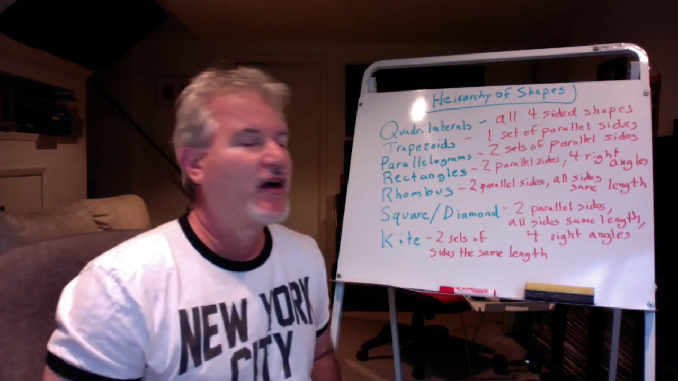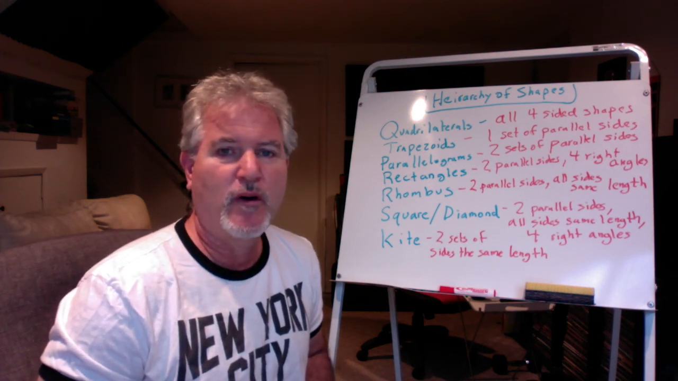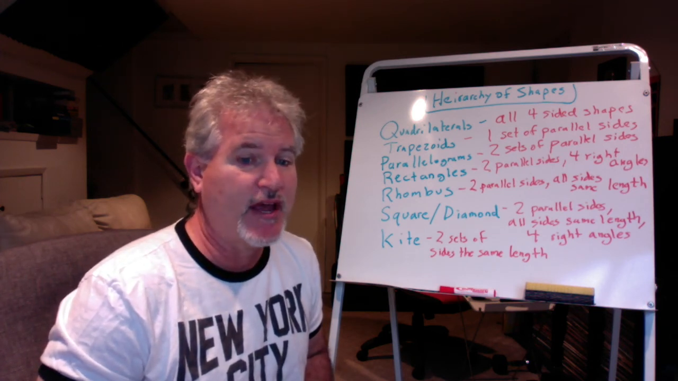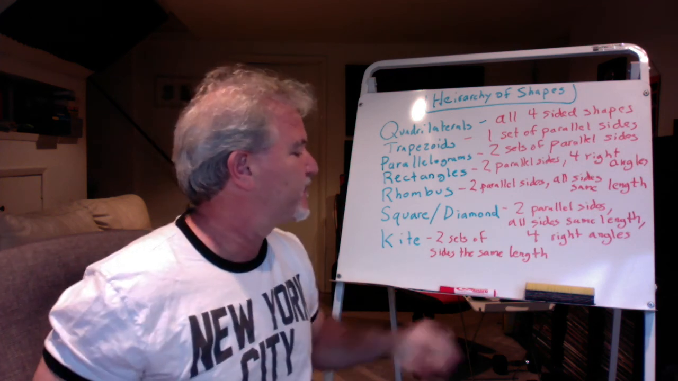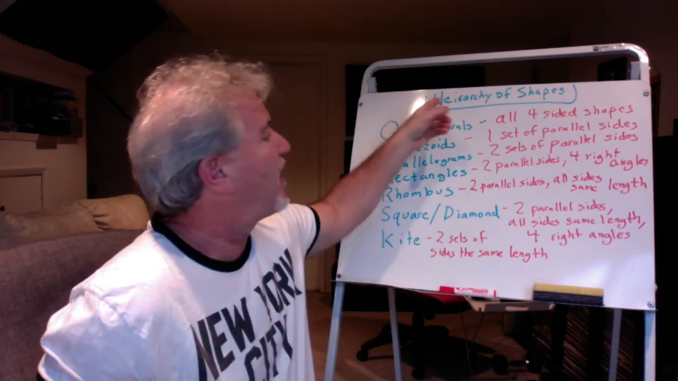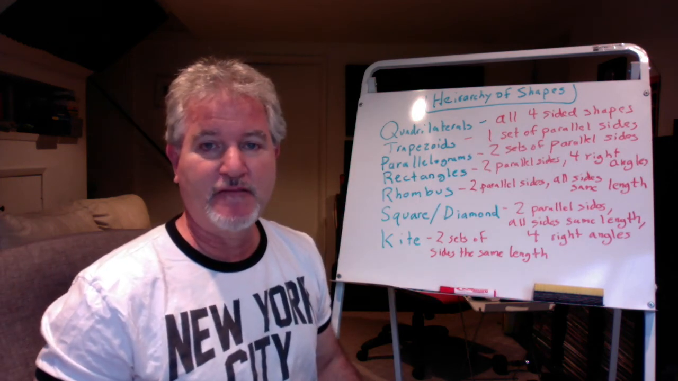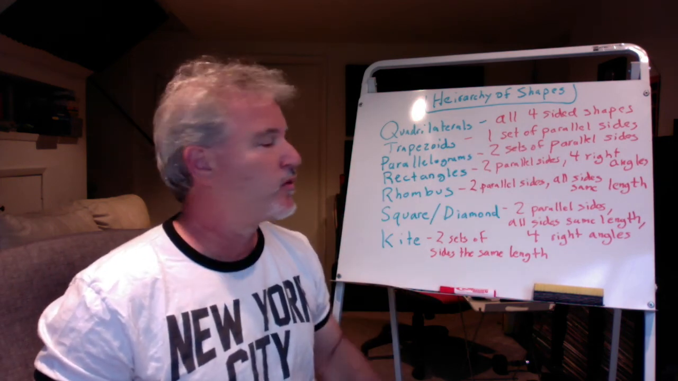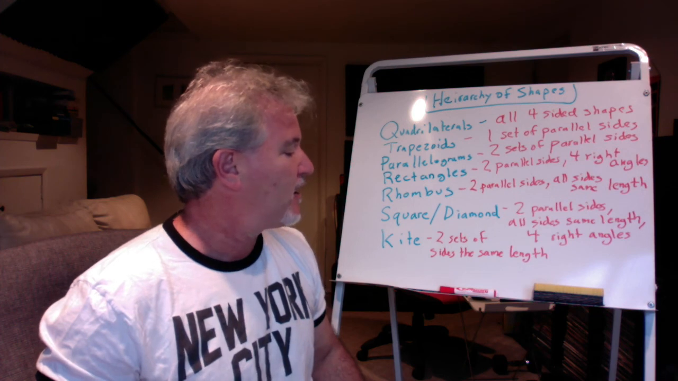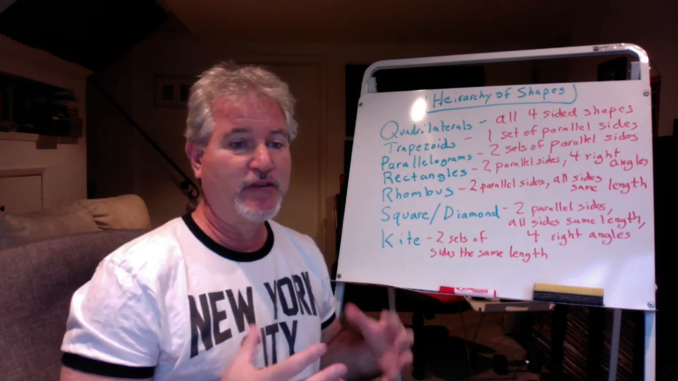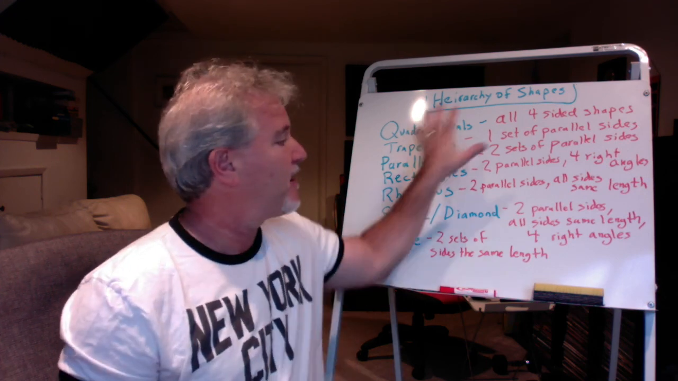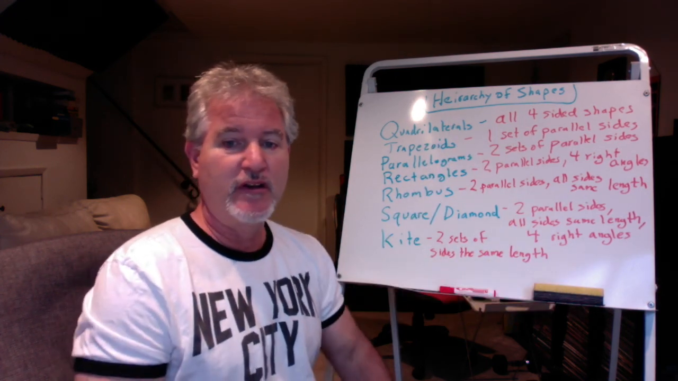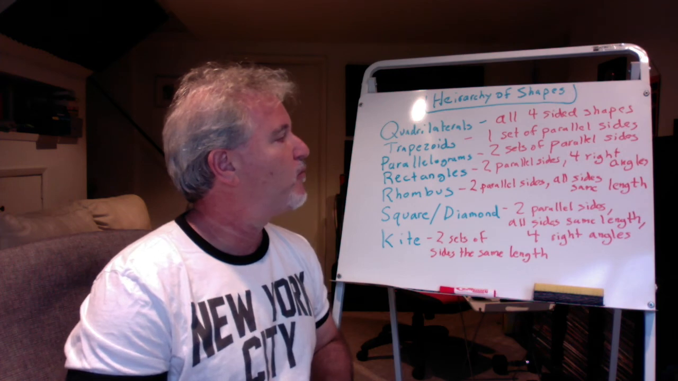This is the assignment for Monday and Tuesday, the 27th and 28th of April. Today we are going to learn about the hierarchy of shapes of four-sided figures, and that's what your worksheet is going to be about. It might be a little confusing when you read the worksheet, but if you think about it carefully and follow these rules that we're going to go over, you'll have no problem with it.